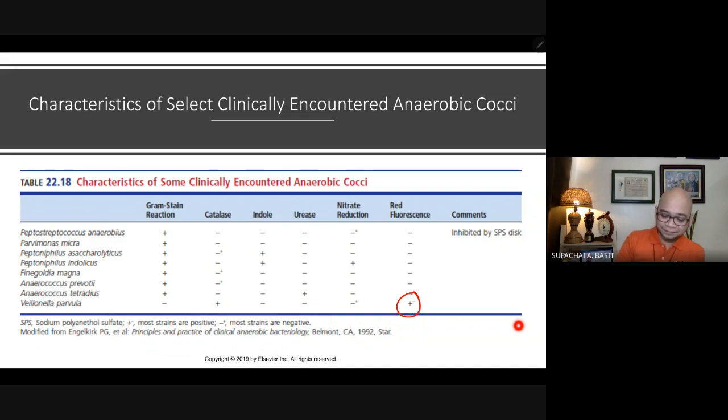Only Peptoniphilus indolicus would be positive for nitrate reduction. Only Anaerococcus tetradius will be positive for urease. Only Peptoniphilus asaccharolyticus and indolicus would be positive for indole. Only Veillonella parvula would be positive for catalase. And only Veillonella parvula would be negative in gram stain, because the rest are gram positive.